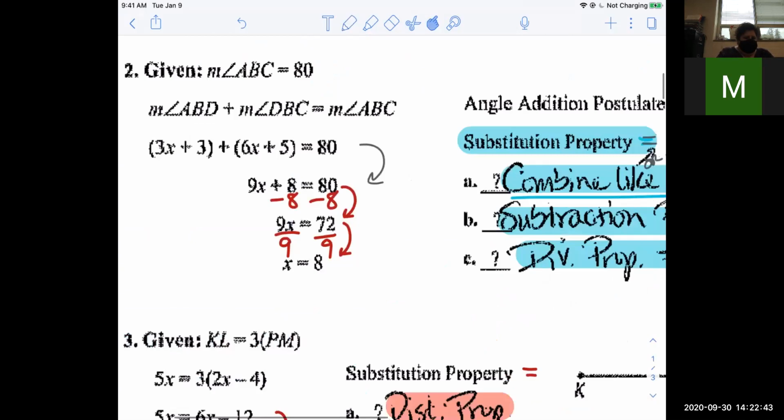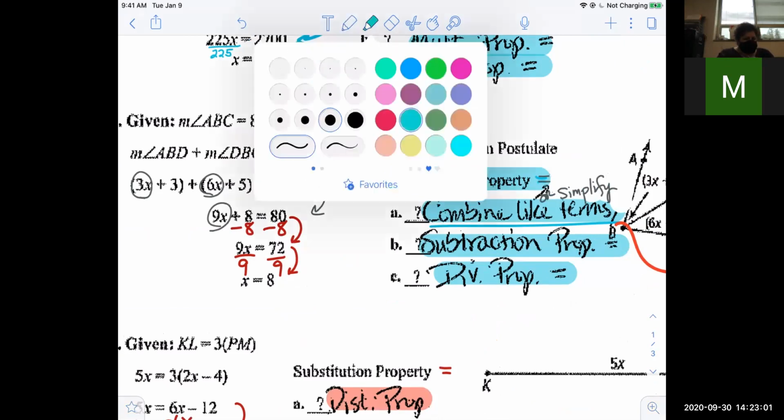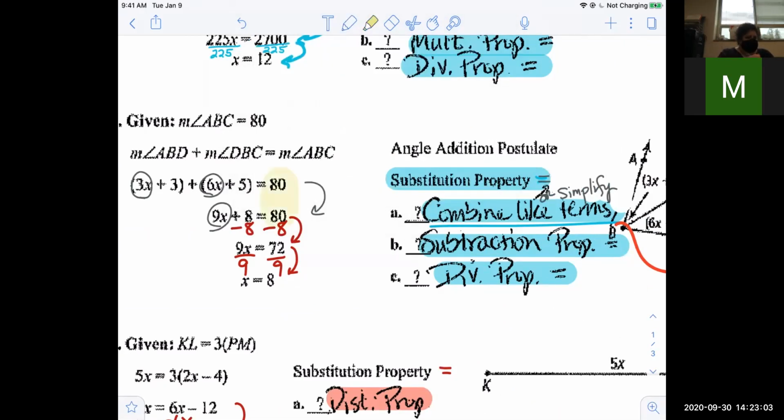Okay, so they're just saying you can take that 3x and that 6x and put it together and call it 9x. Okay, put 3 and 5 together and call that 8. You, again, do not want to call that addition property of equality because you didn't do it on both sides. You left the 80 as it was. You didn't do anything to the 80, right? So we didn't do something on both sides. We're just simplifying the left side. Okay, other questions on number 2?